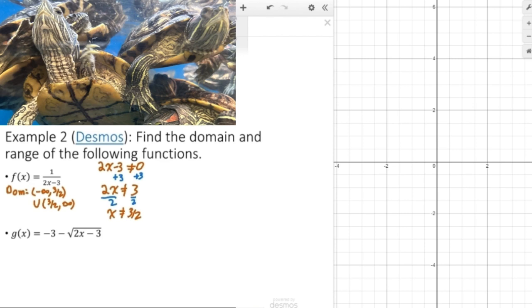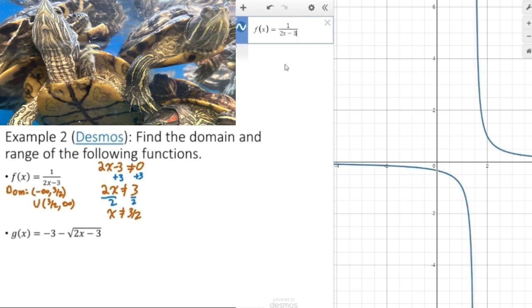The range can be a little bit harder to find by looking at the equation. Usually we would have to rely very heavily on properties of our operations to try to help us figure it out. So we're going to take our function and plug it into Desmos to help us double check our domain and also find our range.